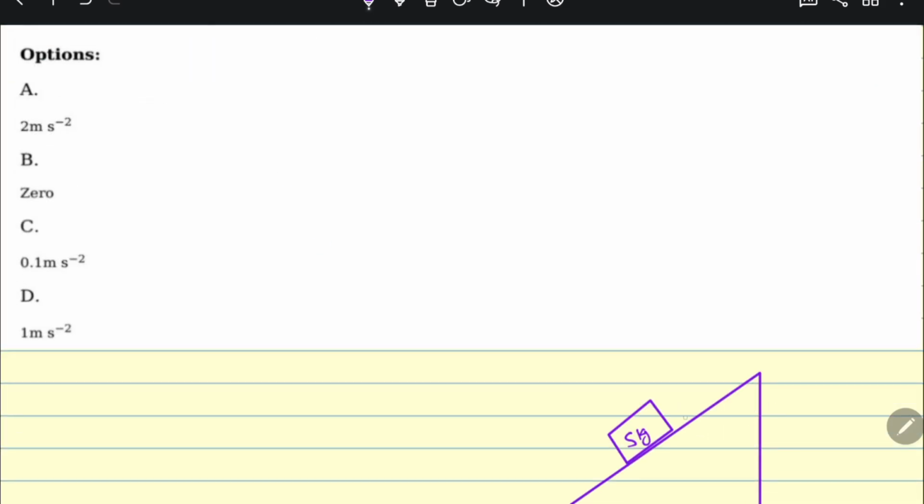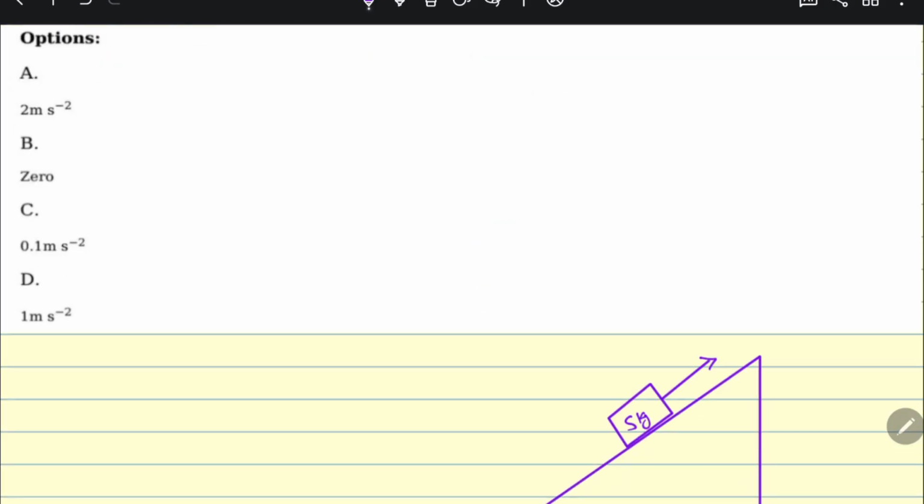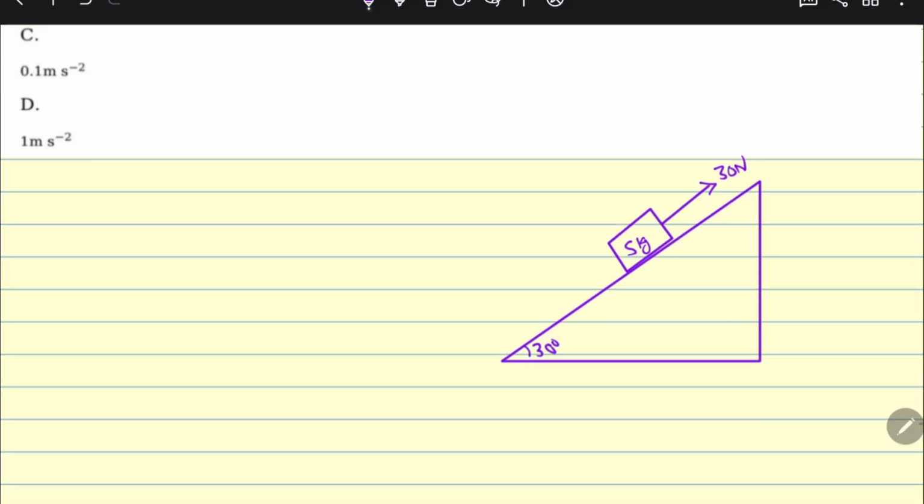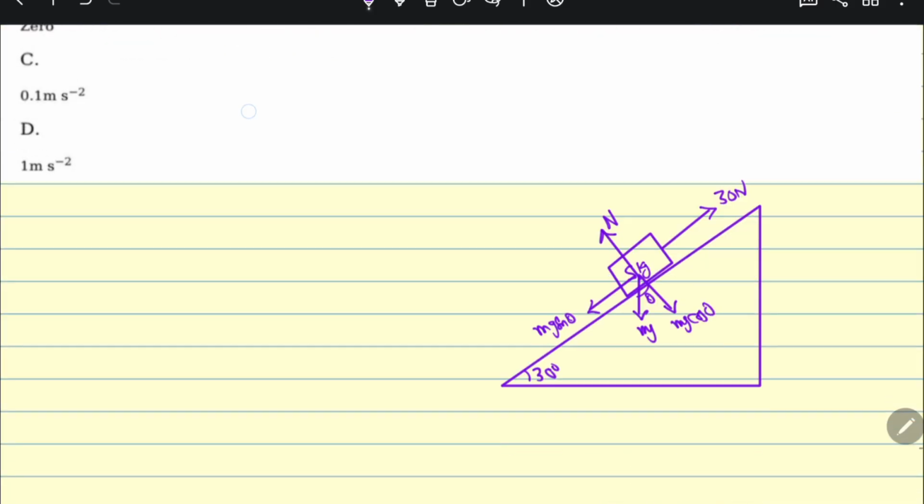is pulled by a cord that has a tension of 30 Newton, at an angle of 30 degrees. So here you see that this is mg force acting. This is mg cos theta, and this is mg sin theta, and this is also the normal reaction acting. So what they're asking is the acceleration of this block.